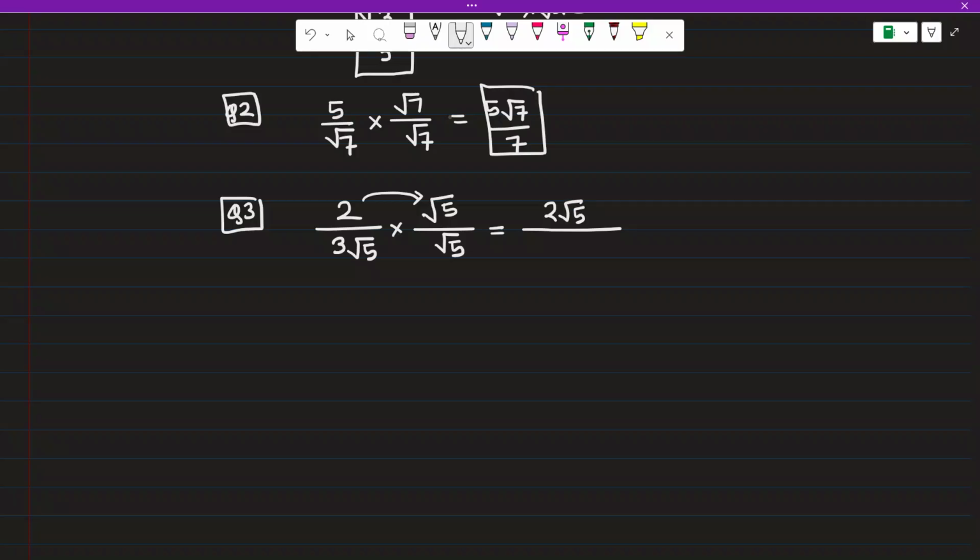And now 3 stays the same. If we multiply root 5 times root 5, we can write that as 3 times 5. So we got 2 root 5 over 15. That's our final answer. Let us look at our next problem, number 4.